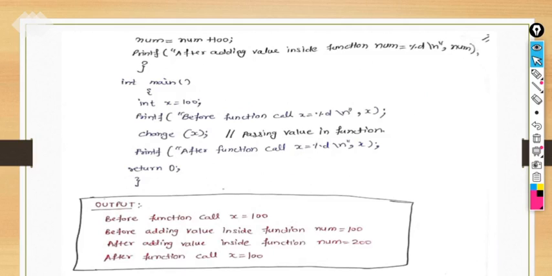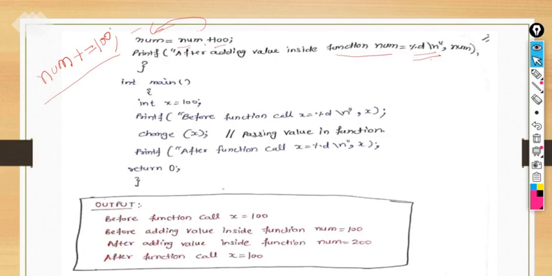Here we take num, add 100 to it, and store it back into num. You can also write this as num += 100, which we have already studied in operators. Both are the same thing. Then printf prints "after adding value inside function num", showing the value after addition. That was the definition of the function change.